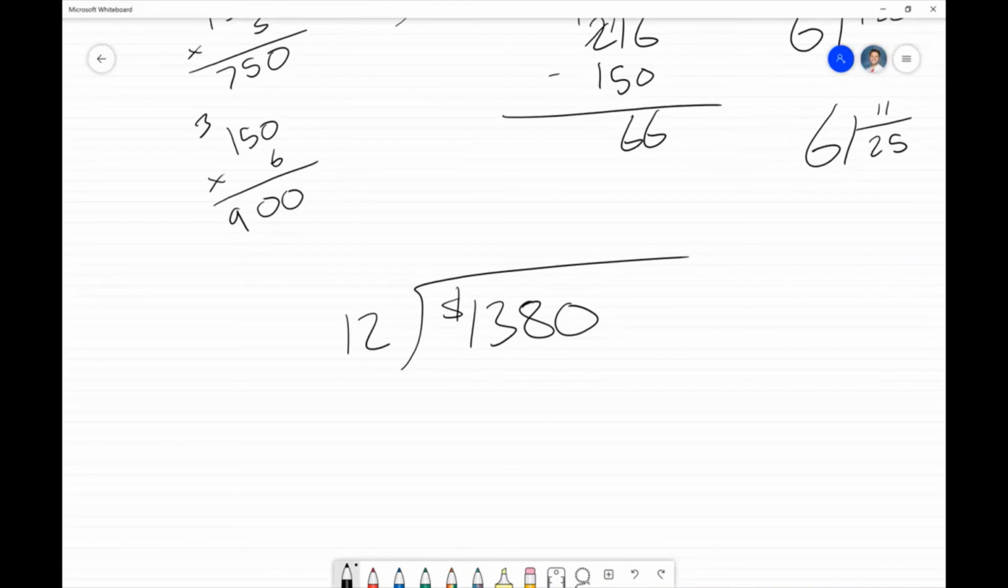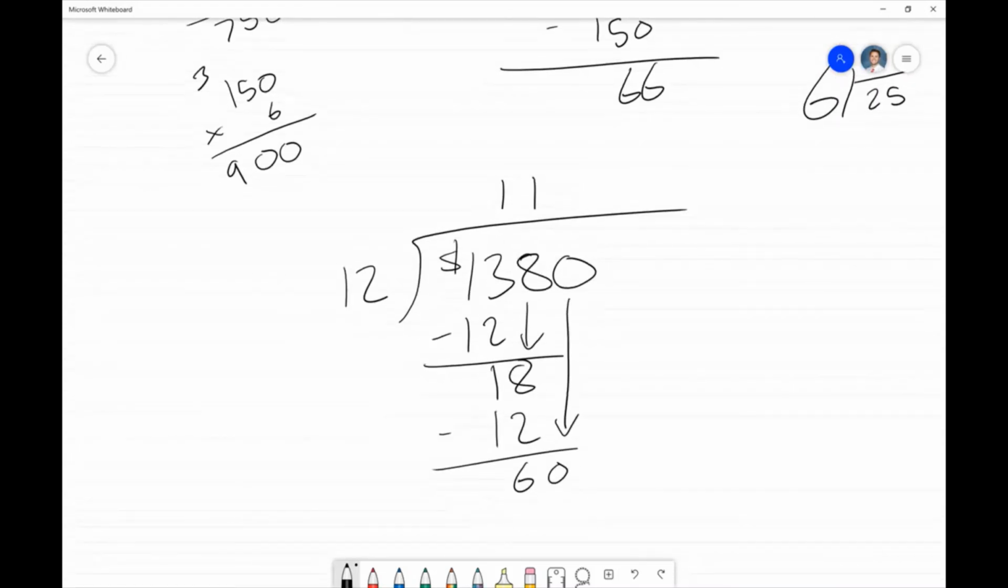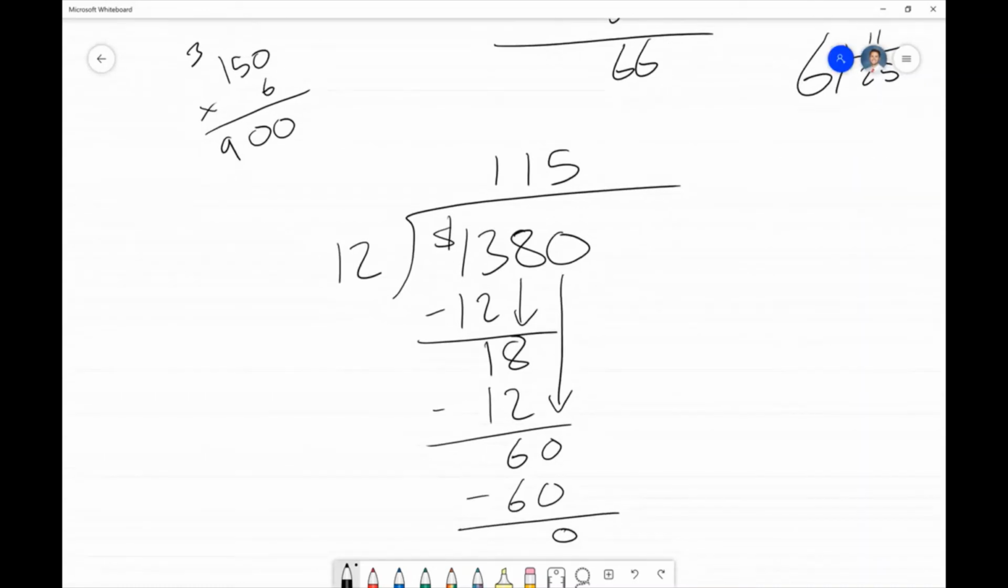12 goes into 13 one time. 12 times 1 is 12. 13 minus 12 is 1. 12 goes into 18 one time. 18 minus 12 is 6. We bring down the 0. And finally, 12 goes into 60 5 times, and 12 times 5 is 60. So in this case, you would make $115 payments each time. So 12 equal payments of $115.